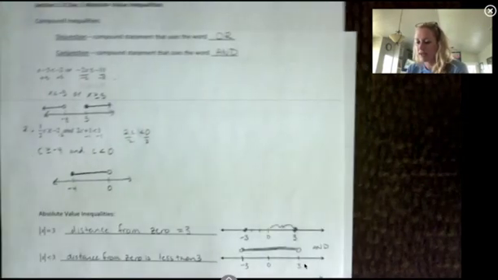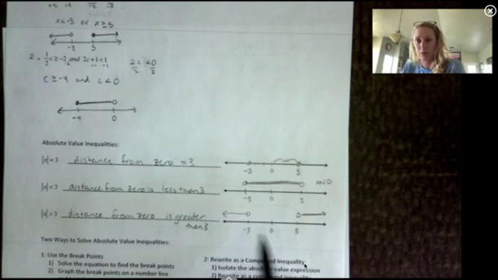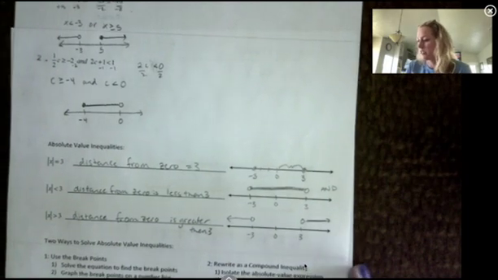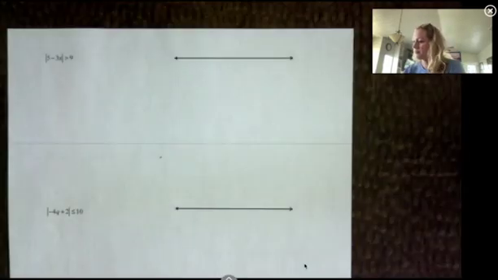Down here at the bottom, if it's greater than, we ended up with an "or" inequality. So that's exactly what I'm going to do. If it's greater than, it's going to be an "or" inequality, and if it's less than, it's going to be an "and". So I'm going to show you how to do that.